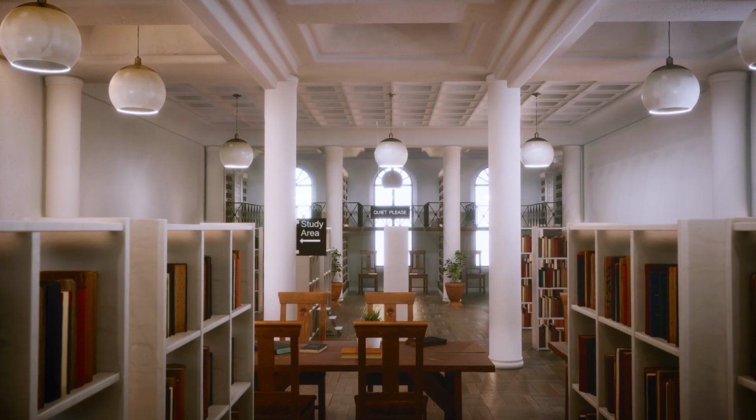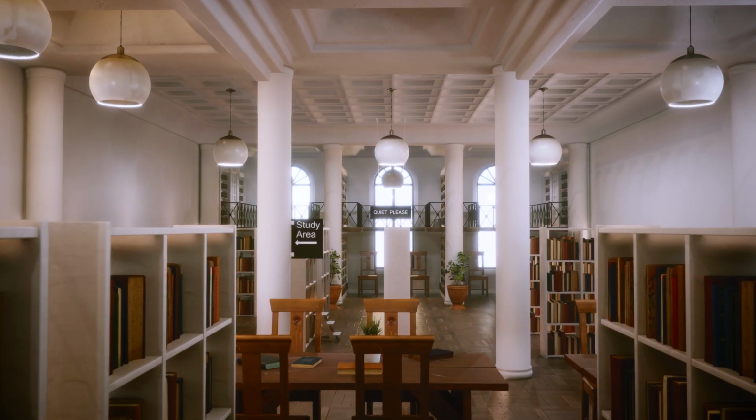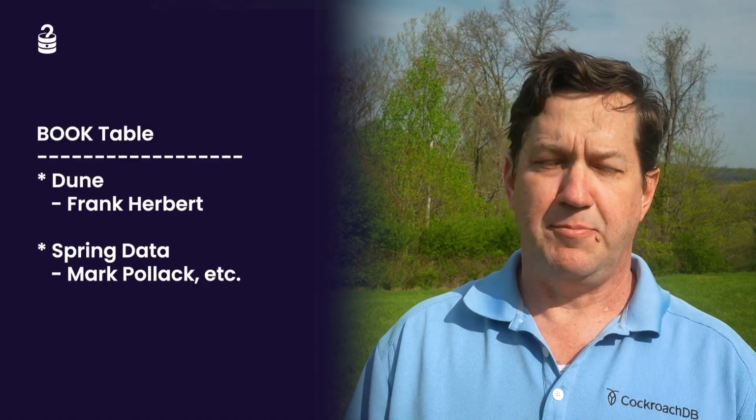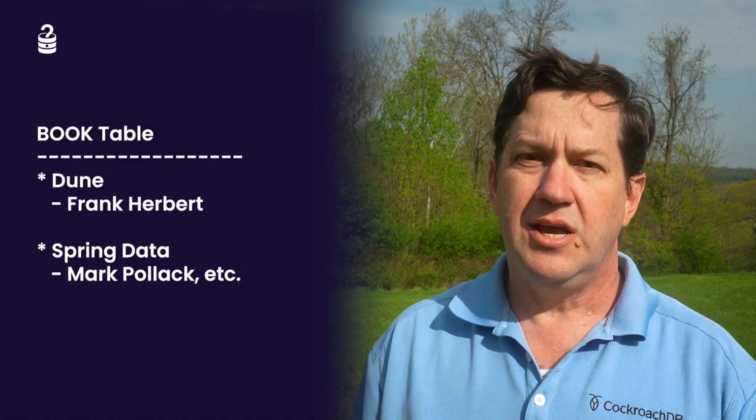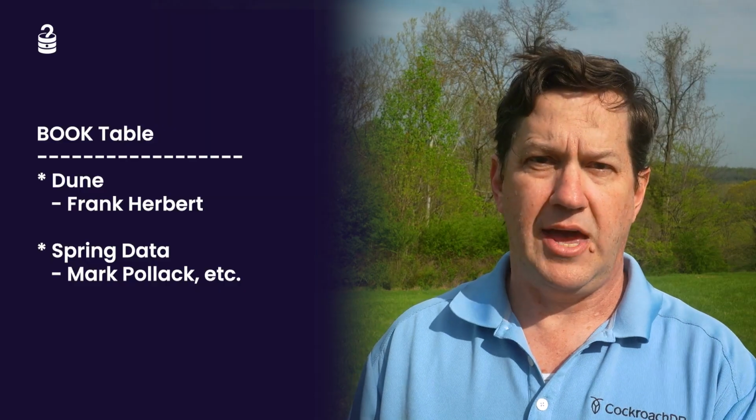Again, if you imagine a library filled with millions of books, you can imagine a table named Book that contains one row for every book that is available to purchase. For example, Dune by Frank Herbert and Spring Data by Mark Pollack, etc., and so forth. This list represents, in the simplest way possible, two distinct entries of data.